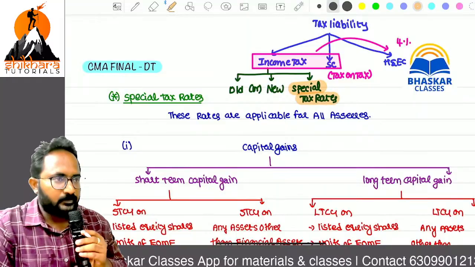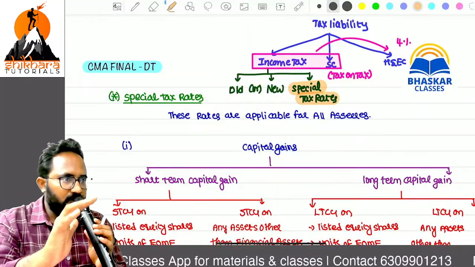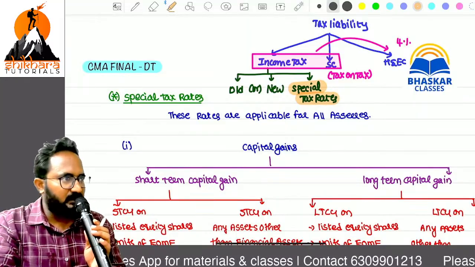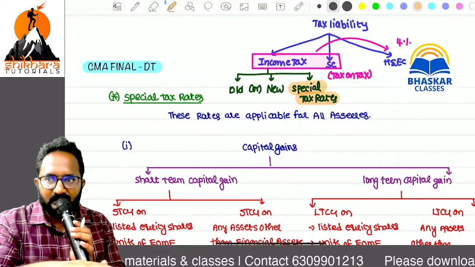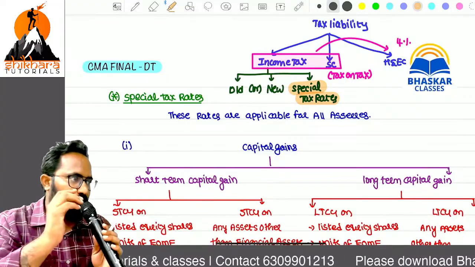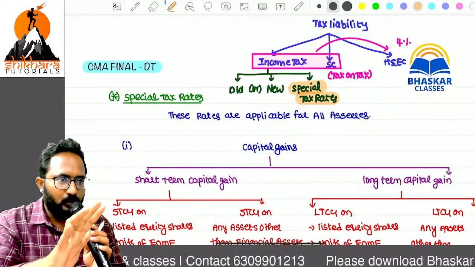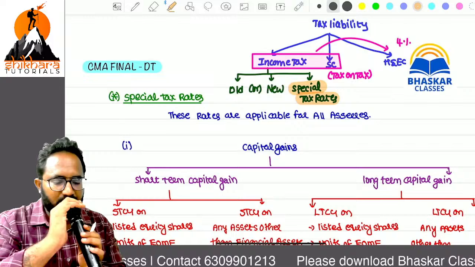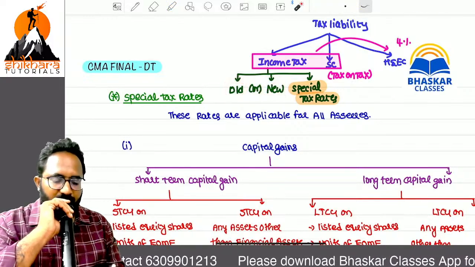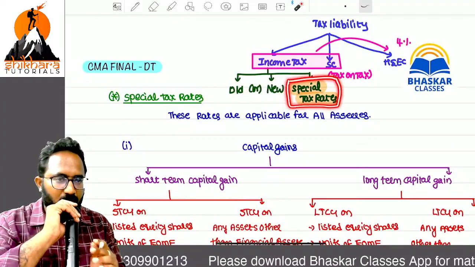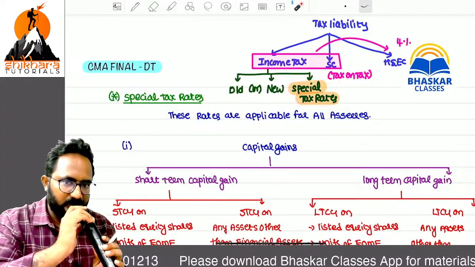So just read it out and if possible try to remember those percentages. But in future in the capital gains chapter we will discuss these tax rates again. So okay, you have to remember normal incomes are taxable either at old rates or new rates. But special incomes are always taxable at what, ma? Special tax rates.